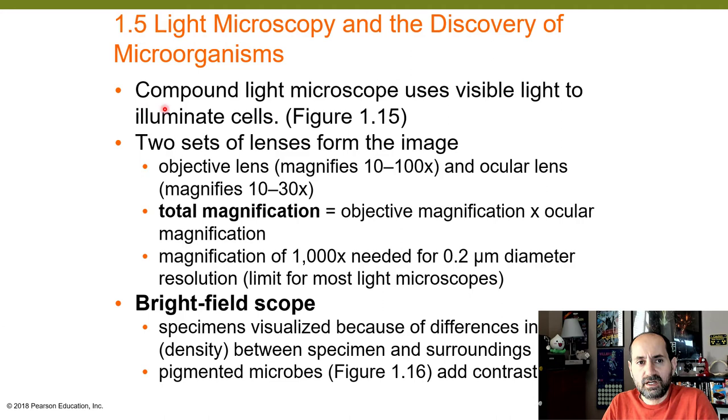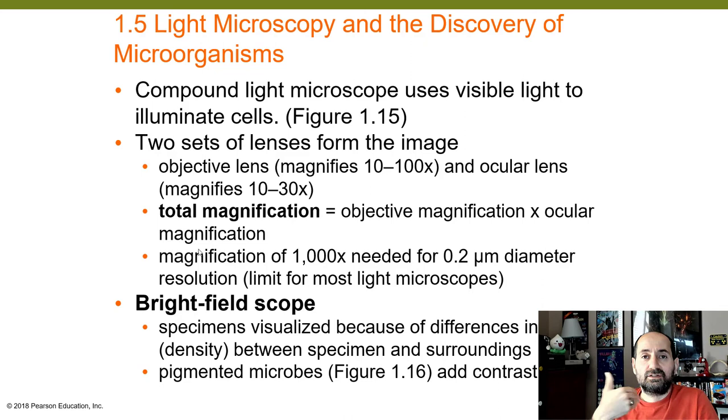A compound light microscope uses visible light to illuminate cells. But not only that, it has two sets of lenses to form an image. Remember, you have the objective lenses. These are the ones that are on that rotating nose piece. And then you have your ocular lens, which is your eyepiece, which magnifies as well. So the total magnification is the product of objective magnification and ocular magnification. All right, so again, if you're on the 40x objective, you have to multiply that by the magnification of the ocular, which is 10x, so you're at a total magnification of 400x.